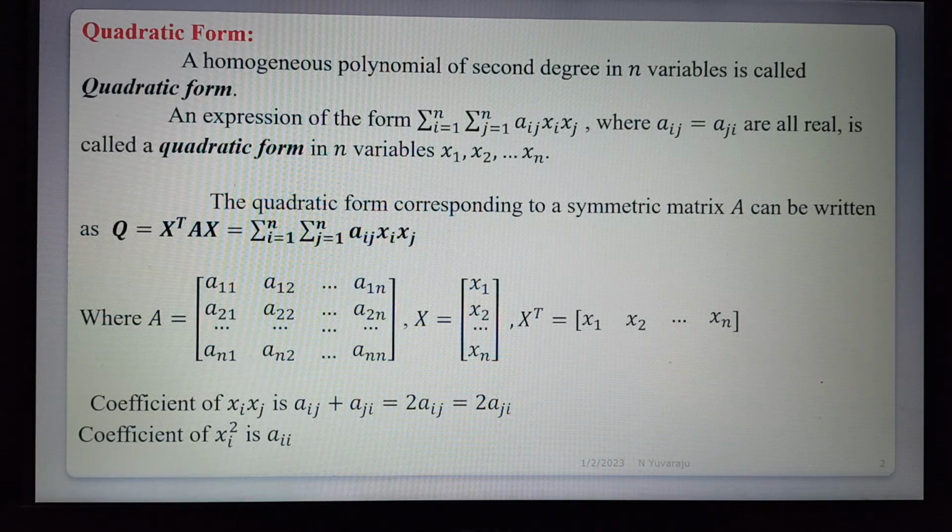Okay, that is a continuation. Next, examples. See that. First example, this is a quadratic form: Q is equal to a11 x square. This is a quadratic form in a single variable. x is the only single variable. This is a second degree polynomial, and a11 is the coefficient. This is converted into matrix form.